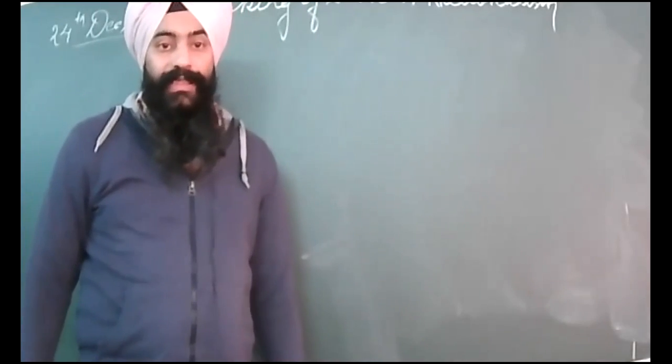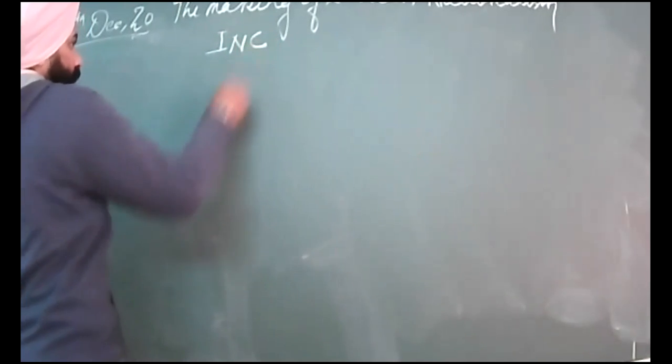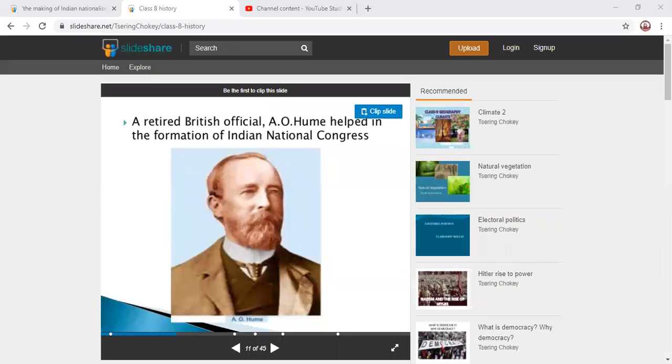To disrupt such unity of Indians, the Britishers founded the INC, the Indian National Congress. The Britishers disrupted the unity of Indians, and they tried to solve the problems arising among the Indians through political representation. For this, they founded the Indian National Congress in 1885 by A.O. Hume.